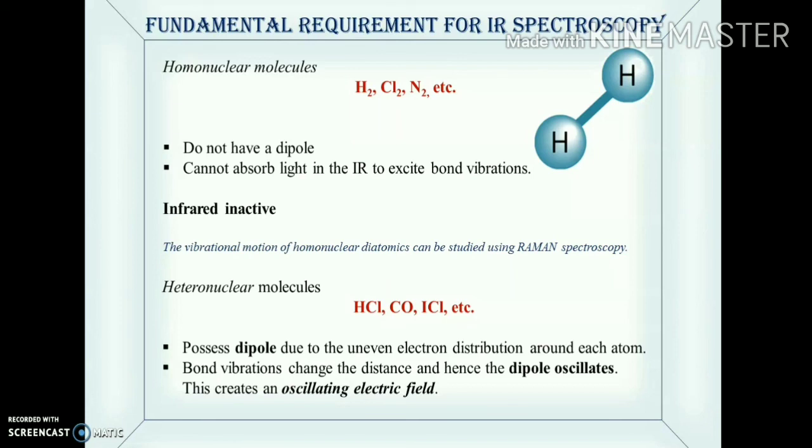Homonuclear, homo means similar, right? So when a molecule consists of similar atoms bonded together, it forms a homonuclear molecule. Very simple to understand. Like for example, we have hydrogen H2. It consists of two atoms of hydrogen bonded together with each other, right? Chlorine, nitrogen, and so on and so forth. They are the homonuclear molecules.